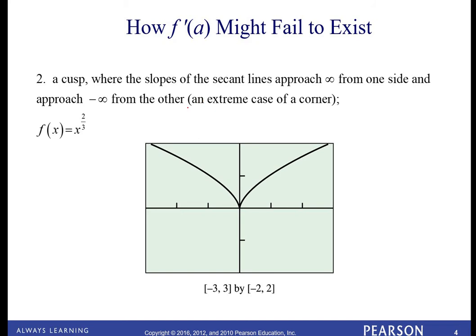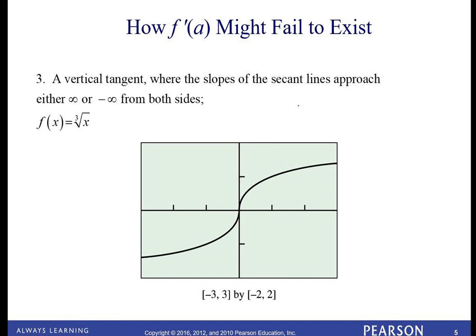A cusp. This is really just an extreme case of a corner. So instead of 2 lines meeting like this, they are coming down and this side is approaching -infinity for its slope and this side is approaching +infinity. So the slope is very, very steep positive on this side, very steep negative on this side, and therefore we do not have a derivative at that point where x equals 0.